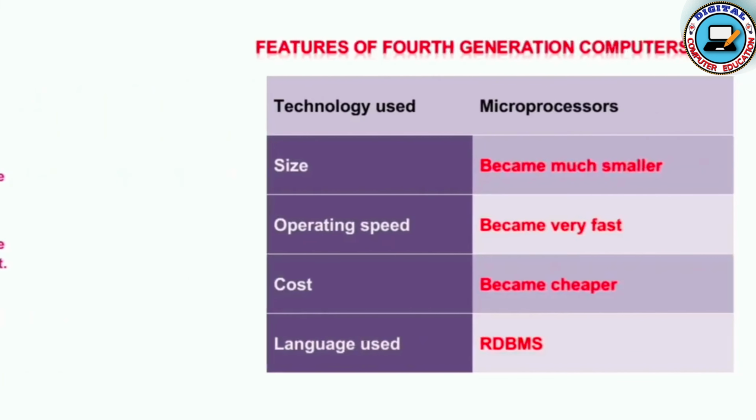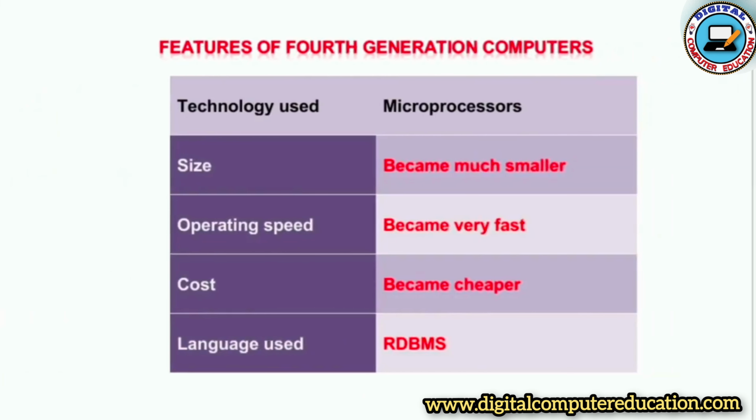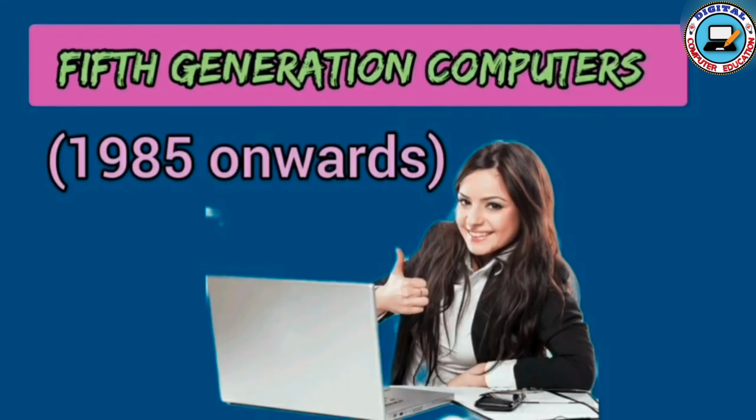Now let's know what are the features of fourth generation computers. Technology used: microprocessor. Size became much smaller, operating speed became very fast, cost became cheaper, language used: RDBMS. Now moving forward and discuss about fifth generation computers.